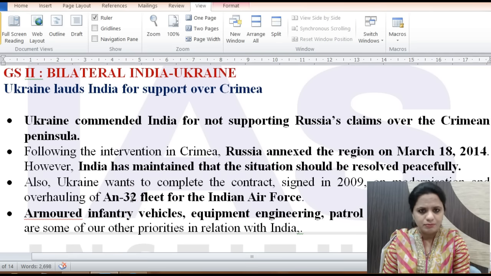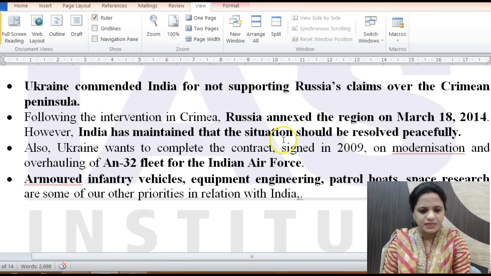It is interested because Ukraine earlier was part of USSR. So whatever military equipment relation we had with Russia can be taken forward even with Ukraine. Ukraine also provides us with military equipment. Even the AN-32 fleet for the Indian Air Force was a contract signed in 2009, but it has not been completed. So Ukraine is keen on completing this, which stalled because of this Crimea crisis.